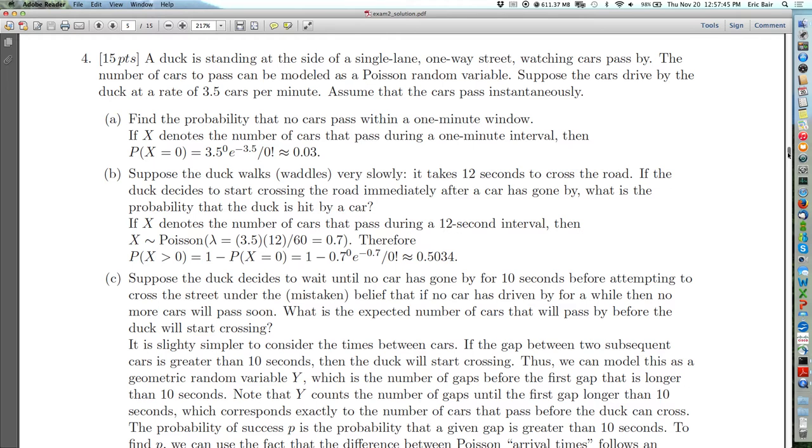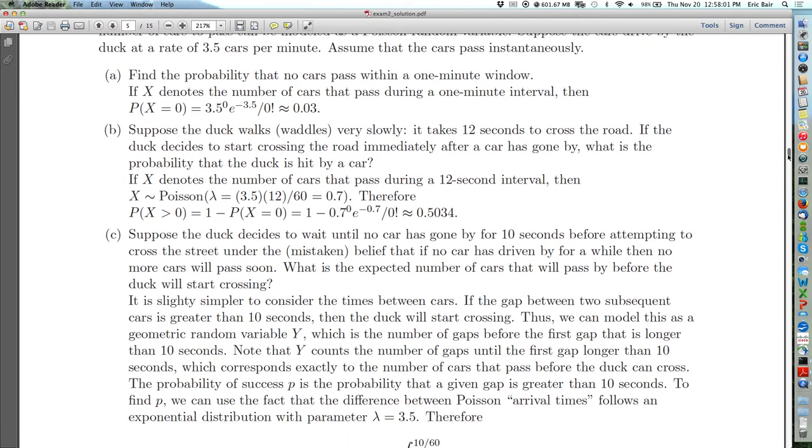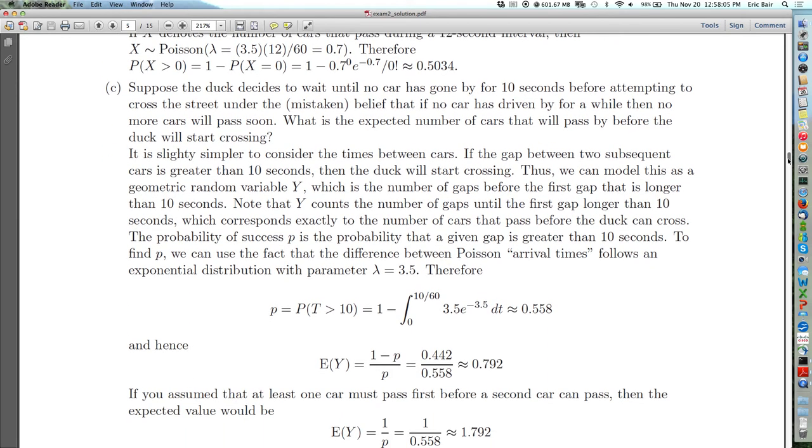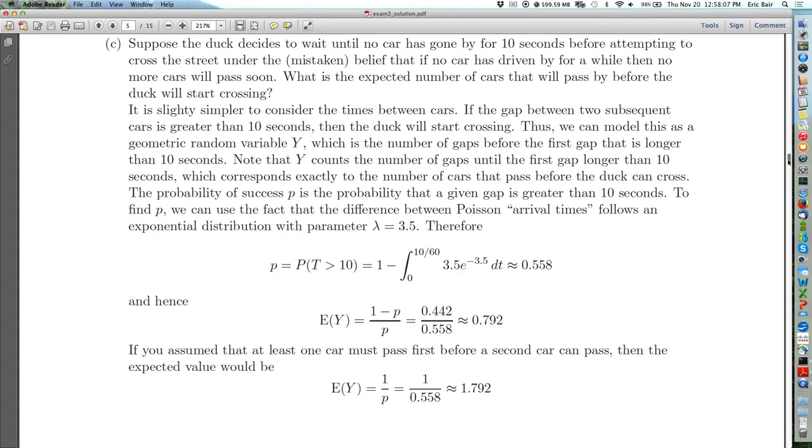And then to find the probability that that random variable is greater than 0, it's just 1 minus the probability that it's equal to 0. It ends up being around 0.5. So that confused some people. Most people got that. Part C tripped up the vast majority of people.